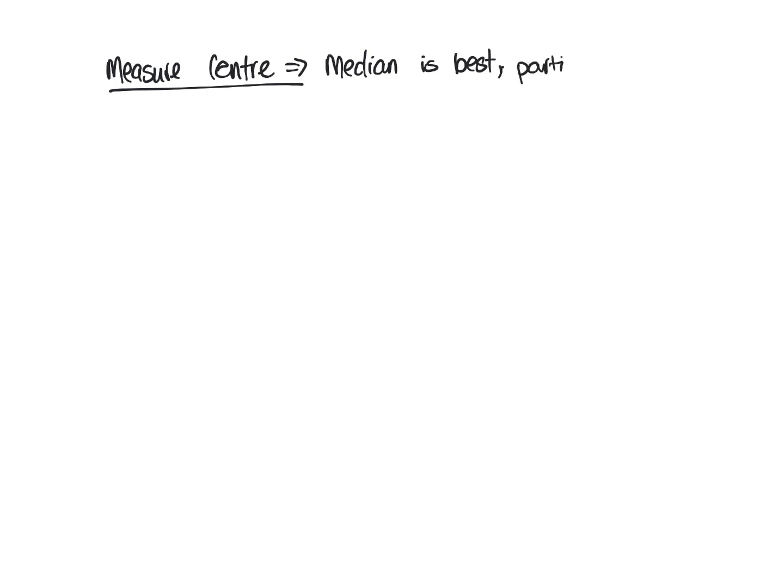Okay, so when we're talking about the measure of center, probably the median is the best. And I'll tell you why. Maybe you might write this: it is best particularly for skewed data. So we're going to have a look at this.